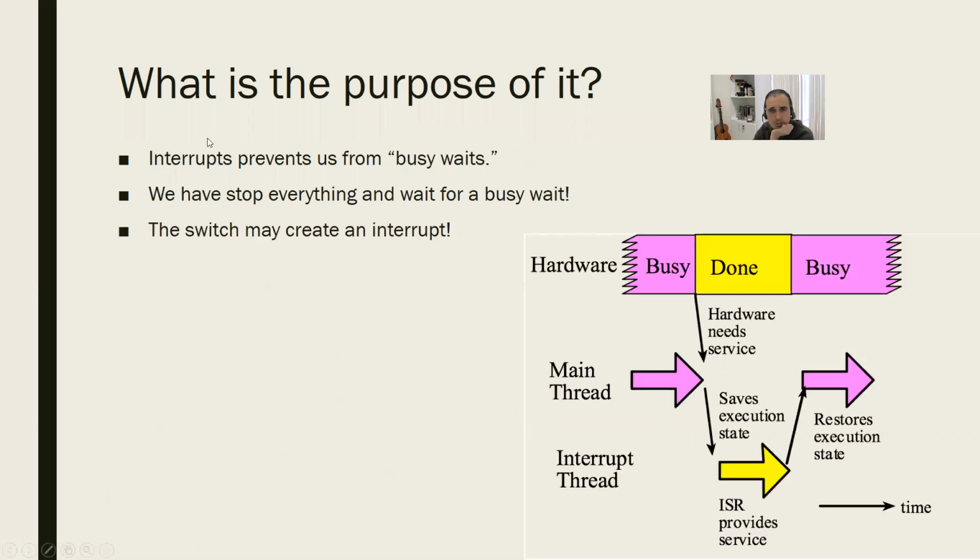Okay? So this interrupt mechanism prevents us from busy waits. The most fundamental reason that the first people who designed the microprocessors thought of an architecture like interrupt is because they wanted to prevent busy waits, because busy wait is something bad. While busy waiting, you're not doing anything, your microprocessor is spending energy, but it's doing nothing. So it's not efficient, okay? So while doing busy wait, we stop everything. We don't want to do that.